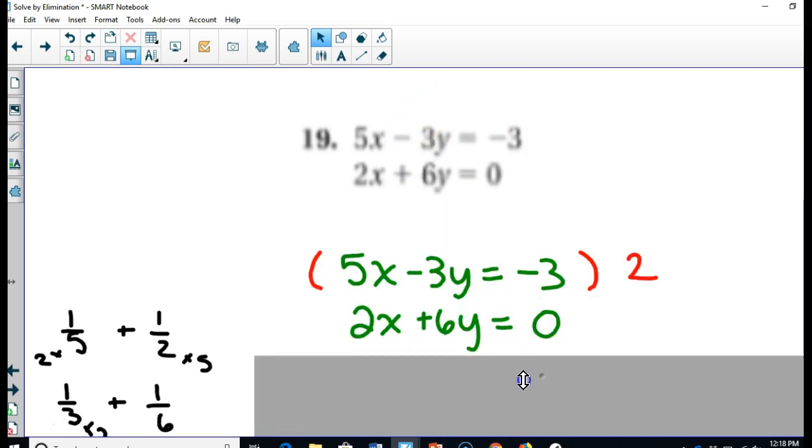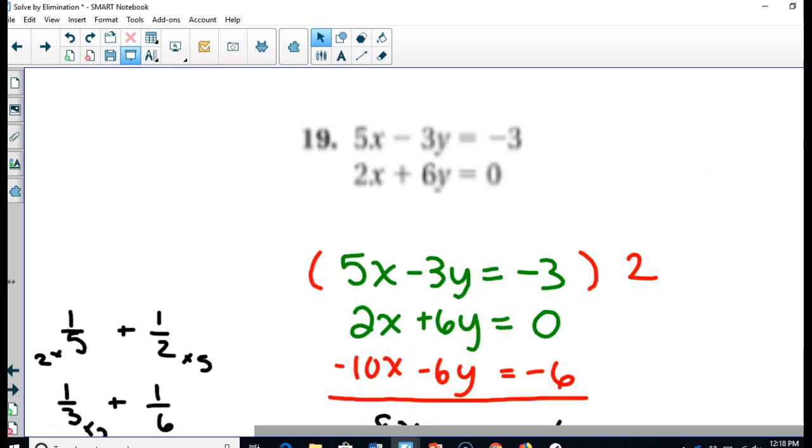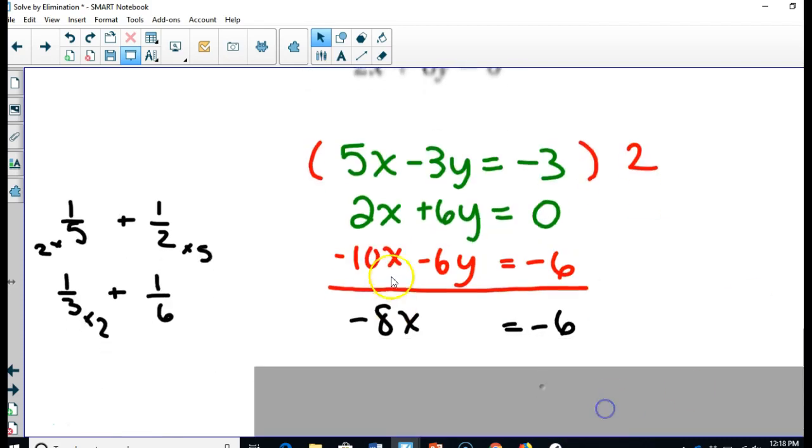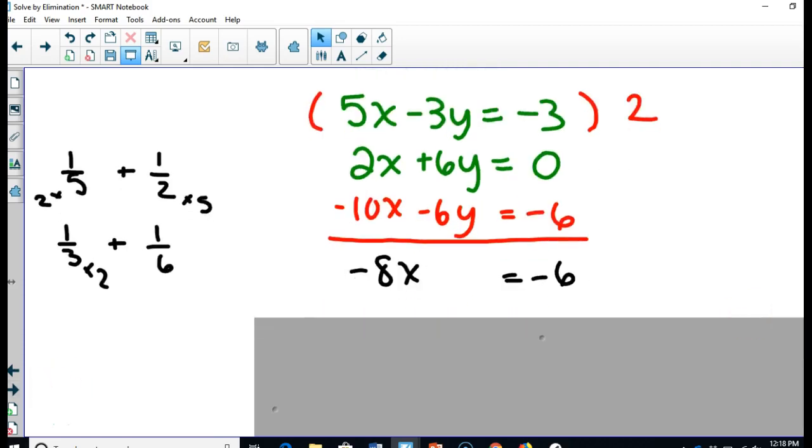I scroll down, and green is my original equation. I take my red and I distribute it to get negative 6, negative 6 again, and negative 10. I combine, oopsie, give me a second, this bottom equation and my new top equation after I multiplied it out. That gives me negative x is equal to negative 6. And again, I will let you finish the rest.